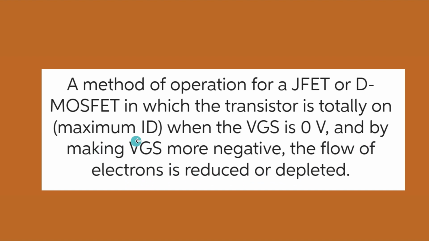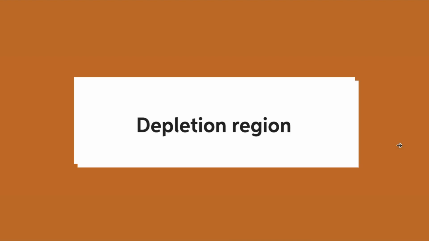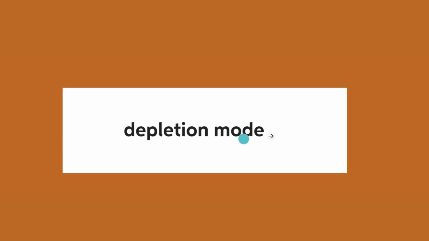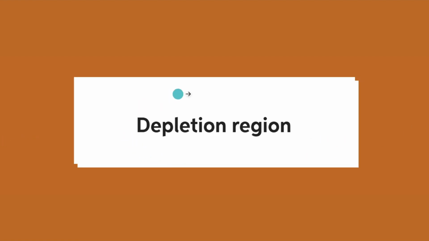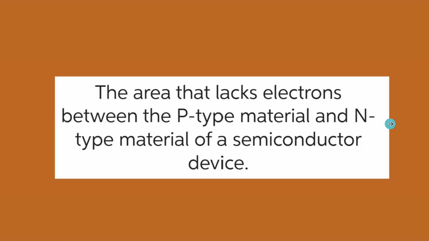So it makes the V_GS even more negative, and negative electrons repel each other, they actually get separated, and when they get separated they will go to the opposite side and it will get depleted. That's the basic concept here. So depletion region, we already know what depletion mode was. Depletion region would be even easier for us.